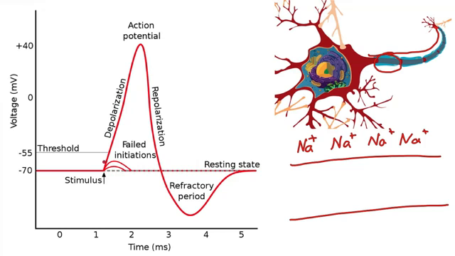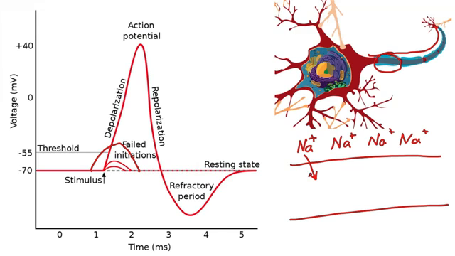If we have a stimulus that's strong enough, and I'm going to draw another stimulus in here, so let's say we have a stimulus that's that big, that's going to reach the threshold and cause an action potential. When that happens, voltage-gated sodium channels are going to open, and that's going to cause sodium to rush into the cell. Of course, that's going to start at the axon hillock.